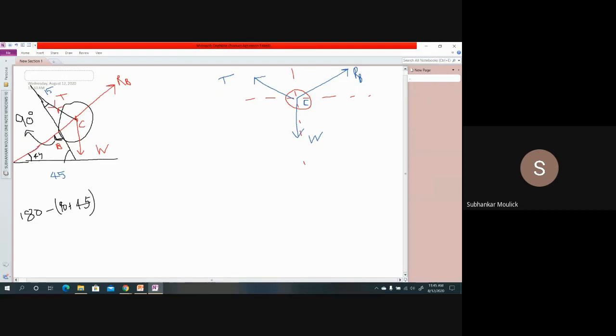If this angle is 45 degree, from point C, if I draw a straight horizontal line parallel to this line, then this angle is also 45 degree by geometry.